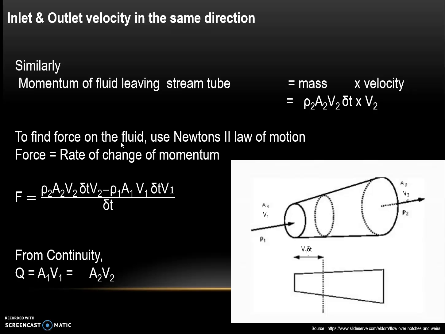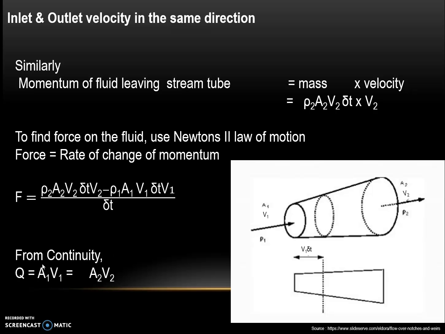To find the force on the fluid, use Newton's second law of motion, that is force is equal to the rate of change of momentum. So, F is equal to the rate of change of momentum, which is momentum at section 2 minus momentum at section 1 divided by delta t. Momentum at section 2 is ρ2 A2 V2 delta t into V2, minus momentum at section 1, which is ρ1 A1 V1 delta t into V1.